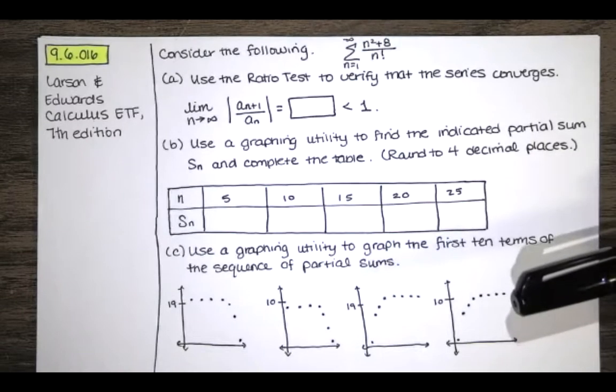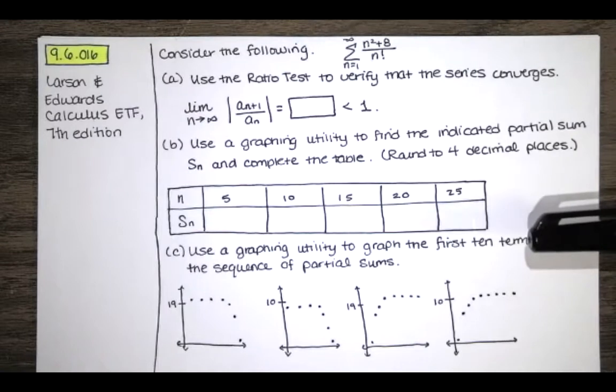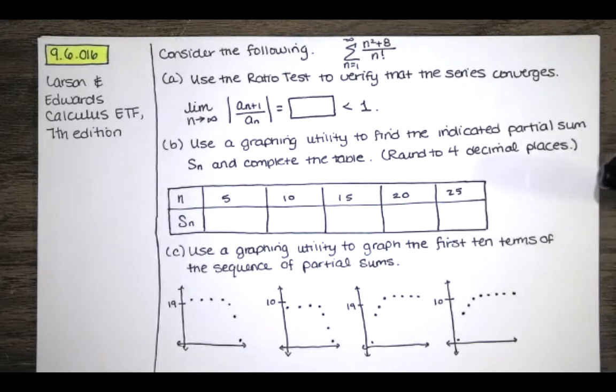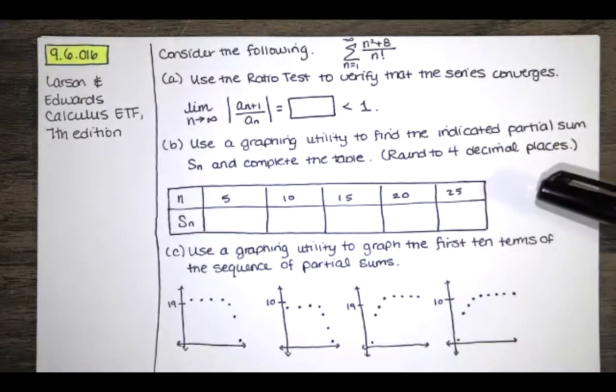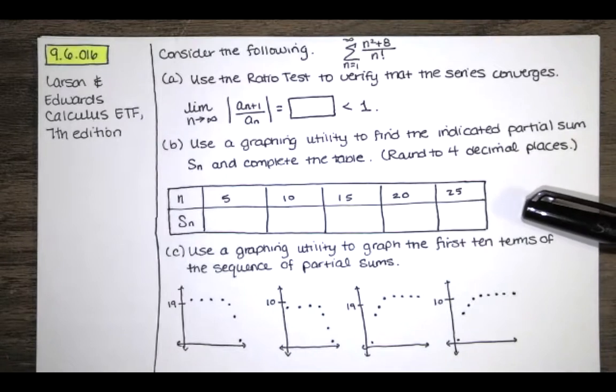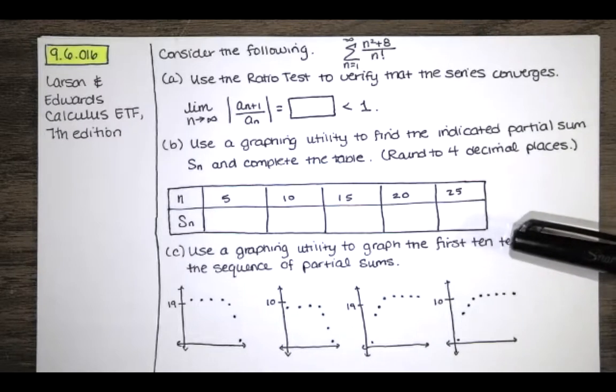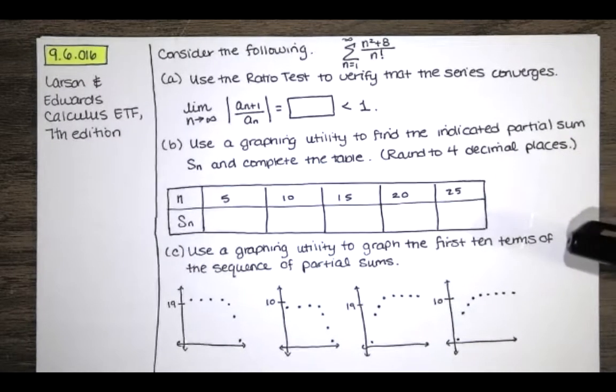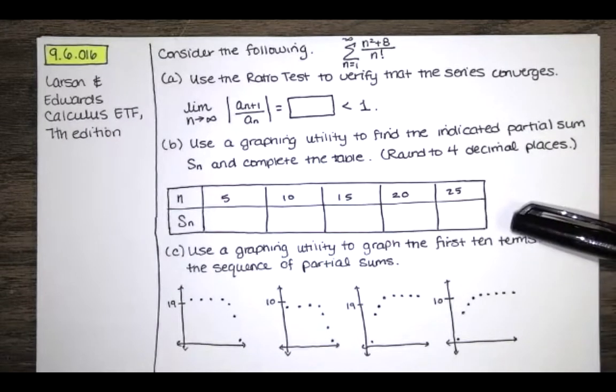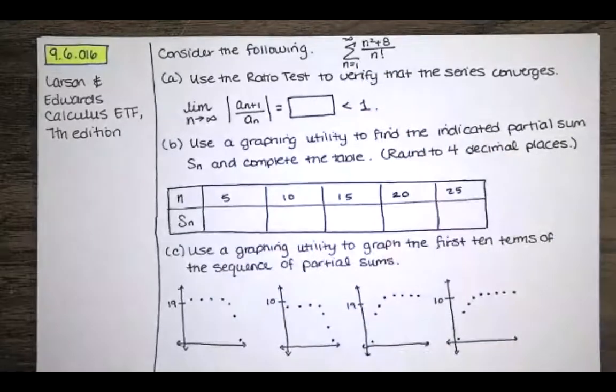Part A asks us to use the ratio test to verify that the series converges. And then part B asks us to use a graphing utility to find the indicated partial sums and complete the table. I don't use graphing calculators, not on tests or quizzes, but it's important that we be able to find this information. I don't expect you to just write out 25 terms and then add them together. What I would hope that you would do is use your resources, use technology to find these answers. It's just helping you to understand exactly what's happening when you take partial sums of this infinite series.